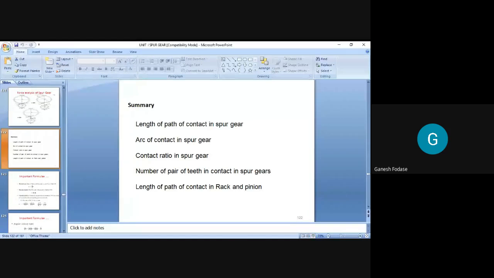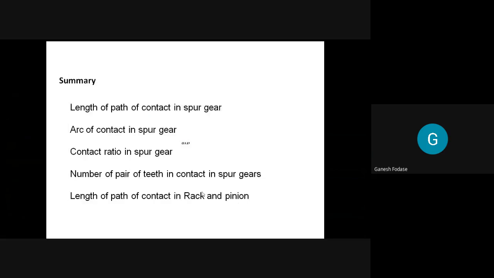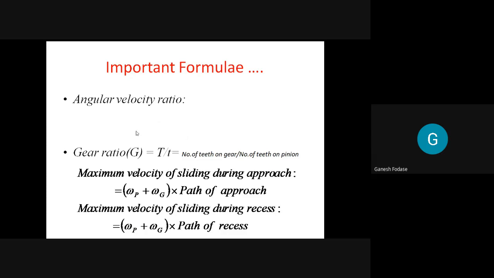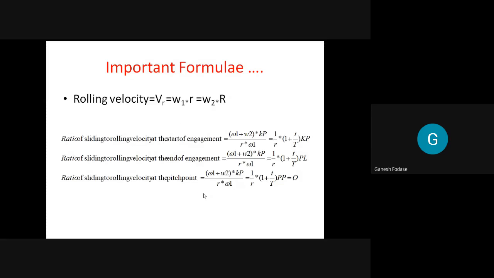We'll just go through important formulas. So we define module, diametral pitch, circular pitch, then angular velocity ratio, gear ratio, path of approach, path of contact, contact ratio, the velocity of sliding formula, rolling velocity, that is VR, and its ratio of sliding to rolling velocity at the start of engagement, at the end of engagement, and at the pitch point.